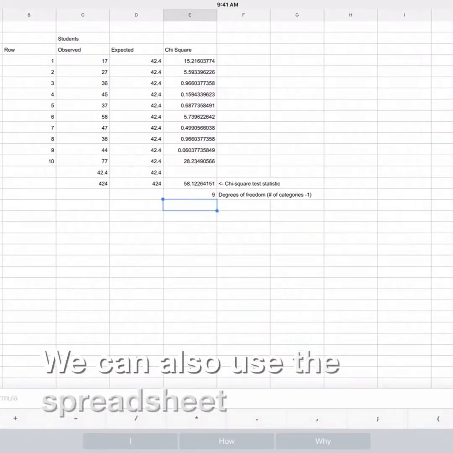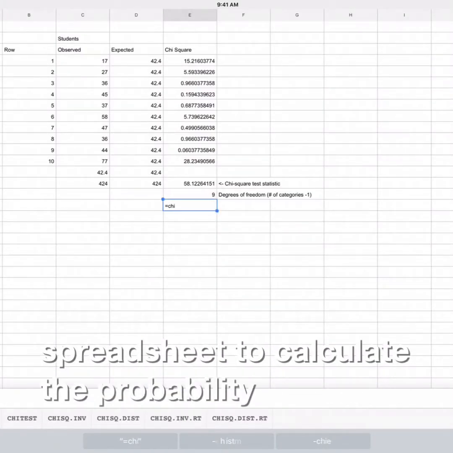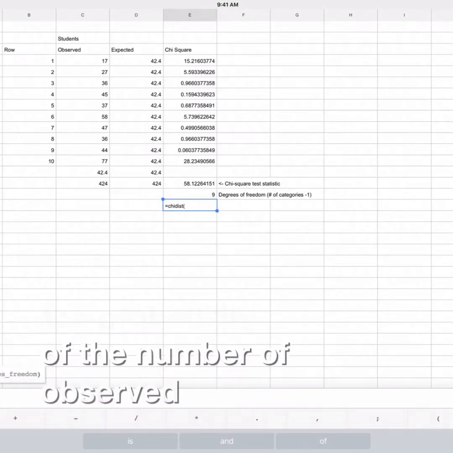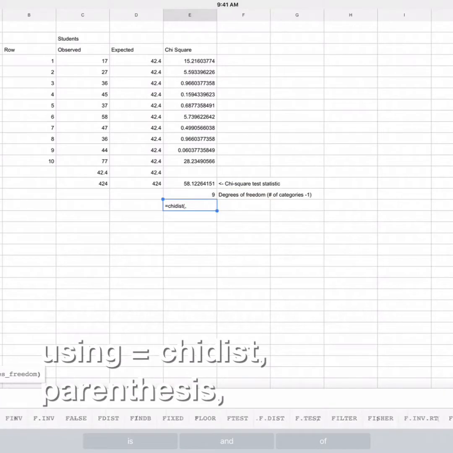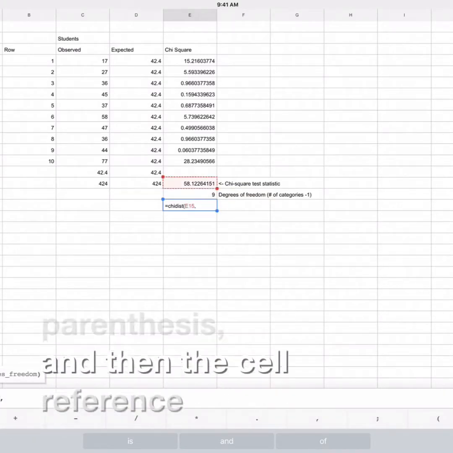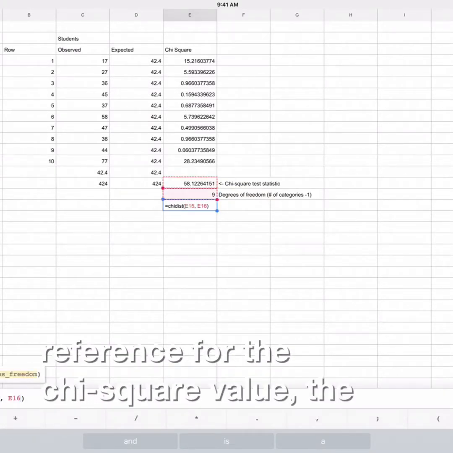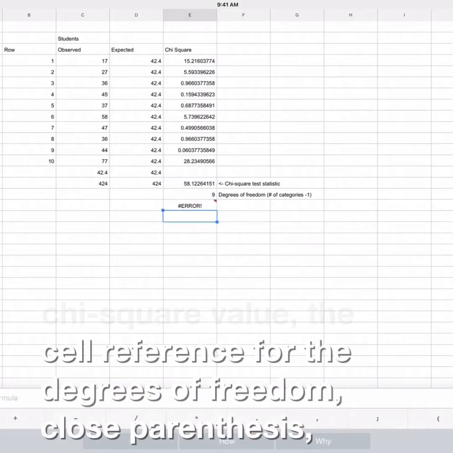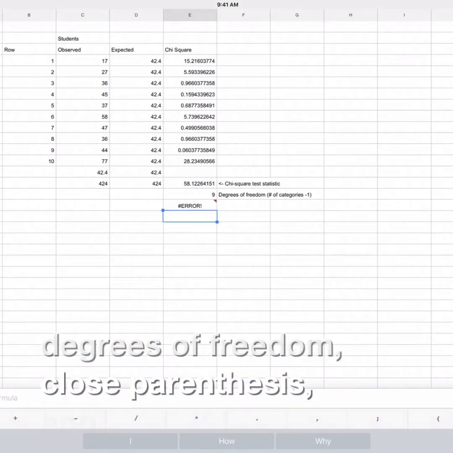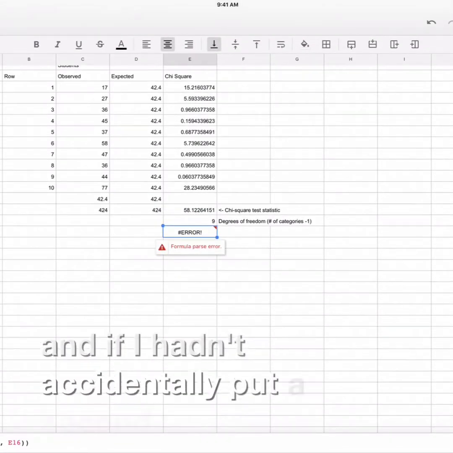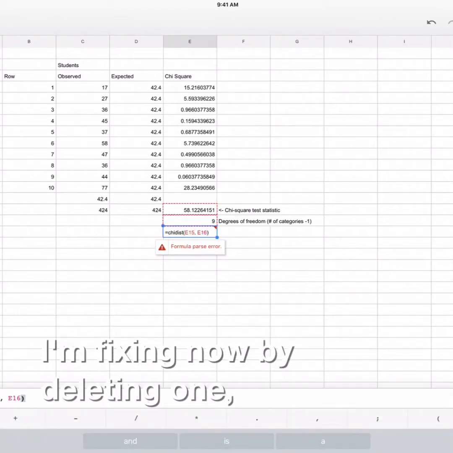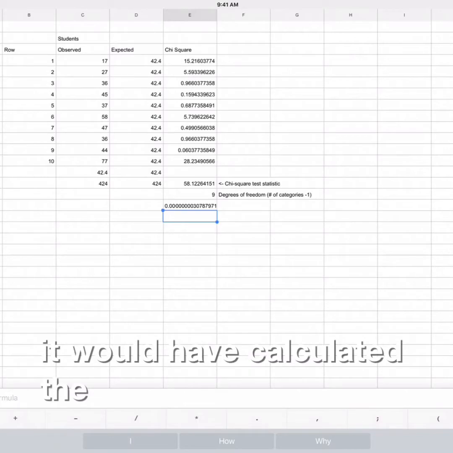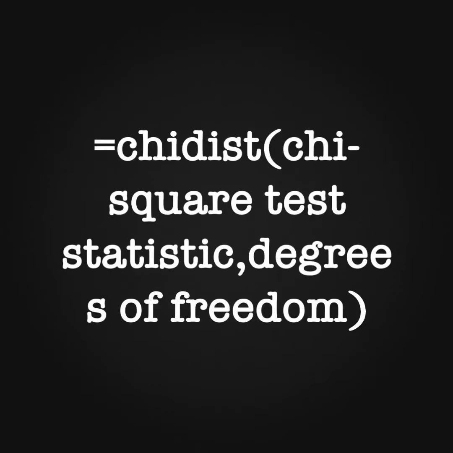We can also use a spreadsheet to calculate the probability of the number of observed and expected students being different using equals CHIDIST, parenthesis, and then the cell reference for the chi-square value, comma, the cell reference for the degrees of freedom, close the parentheses. If I hadn't accidentally put a second parenthesis at the end of that, which I'm fixing now by deleting one, it would have calculated the actual p-value.